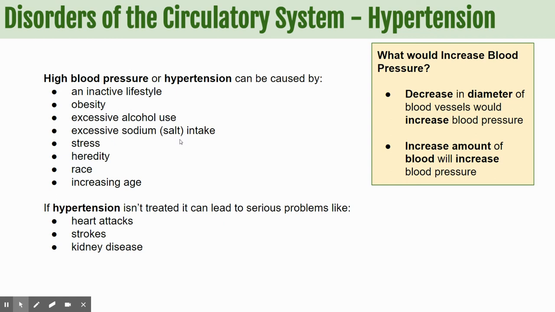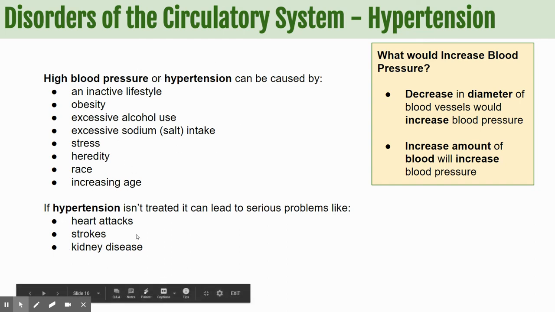So some of the things that cause high blood pressure here: inactive lifestyle, obesity, excessive alcohol, salt, stress. Sometimes it's hereditary and you can't do a whole lot about it. Race and increasing age as you get older. All right, so what would increase blood pressure? Why are these activities causing an increase in blood pressure? Well, the next slide is going to show that.